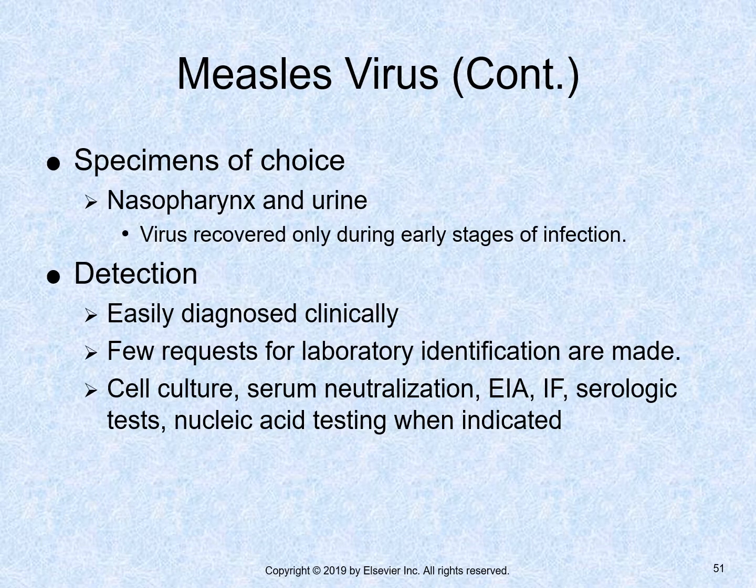Measles is easily diagnosed clinically, so there are few requests for laboratory identification. The virus is fragile and needs to be handled carefully. If laboratory testing is warranted, specimens of choice are from the nasopharynx and urine, but the virus can be recovered from these sources only in the early stages of infection.